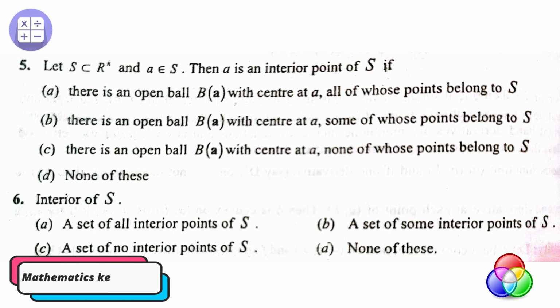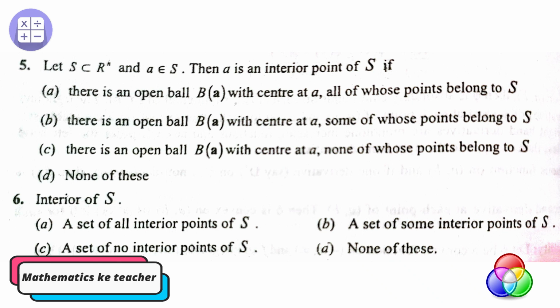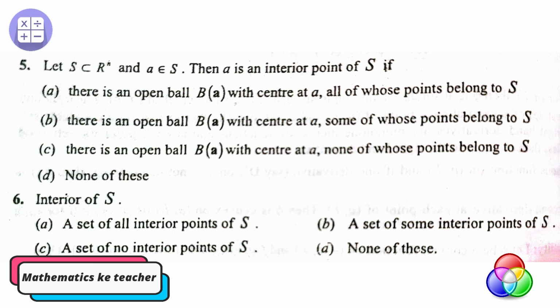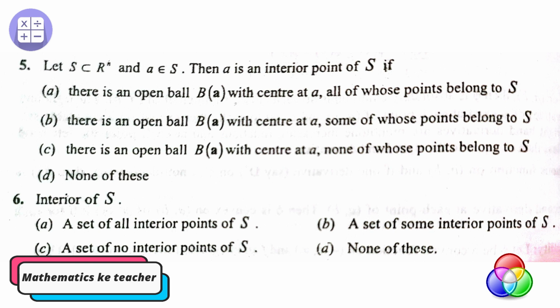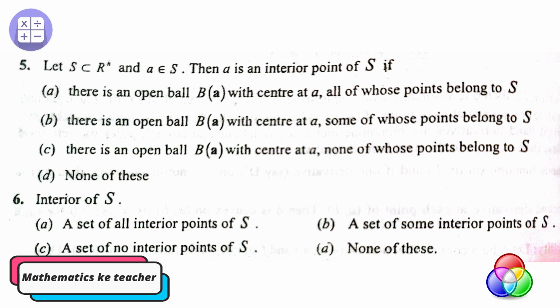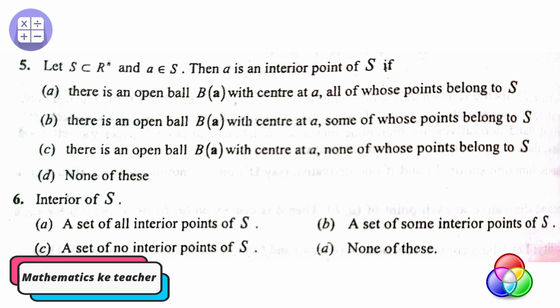Number 5. Let S be contained in R^n and a belong to S. Then a is an interior point of S if: A, there is an open ball B(a) with center at a, all of whose points belong to S. B, there is an open ball B(a) with center at a, some of whose points belong to S. C, there is an open ball B(a) with center at a, none of whose points belong to S. D, none of these. Correct option is A.